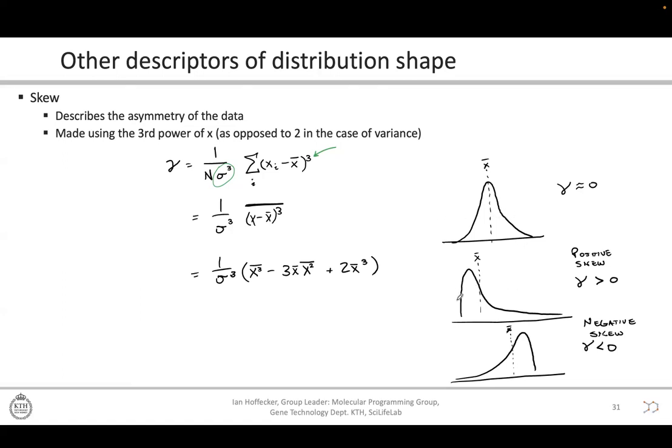case where most of your data is falling to the left side, and negative in the case where most of your data is falling to the right side of the mean. And for data that's mostly symmetric, like this case here, the skew, which we're showing here with the gamma, is going to be close to 0.